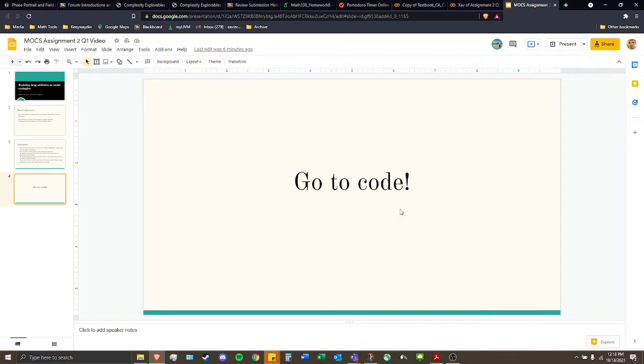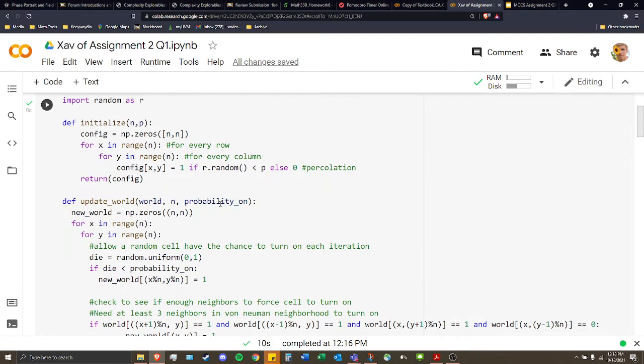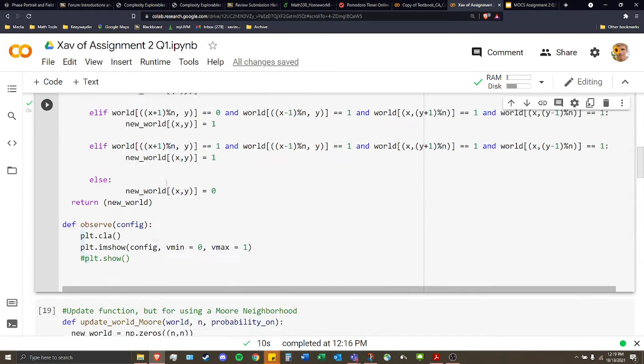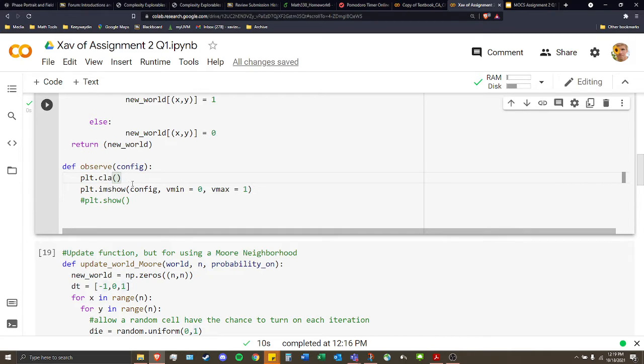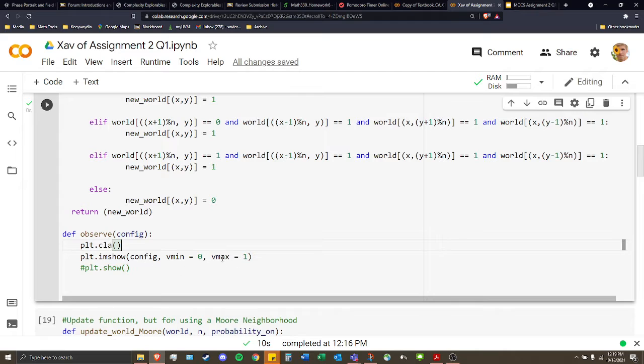And now we're going to look at the code. So we basically have just a couple of functions that are driving this. We have an initialize function, which creates an n by n matrix where we are randomly turning people onto drugs based off a random probability p that we'll set. We have an observe function, which just shows the matrix with the color yellow equaling drug users and the color purple equaling non-users.